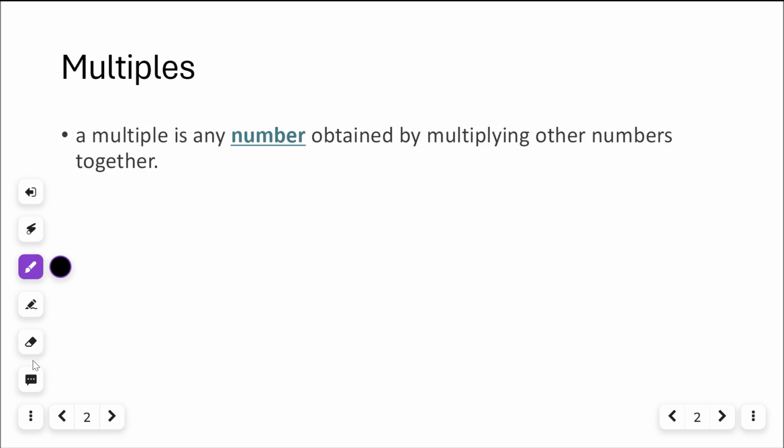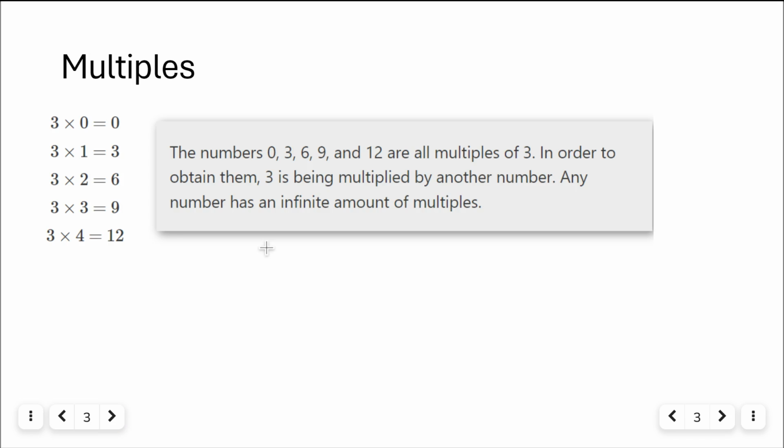And let's get started. So multiples. A multiple is any number obtained by multiplying other numbers together. So what do I mean by that? Well, if I take 3 times 0, I get 0. 3 times 1 is 3. 3 times 2 is 6. 3 times 3 is 9. 3 times 4 is 12. All these numbers that I got after I multiplied, 0, 3, 6, 9, and 12, are all multiples of 3. In order to get them, 3 is being multiplied by some other number.